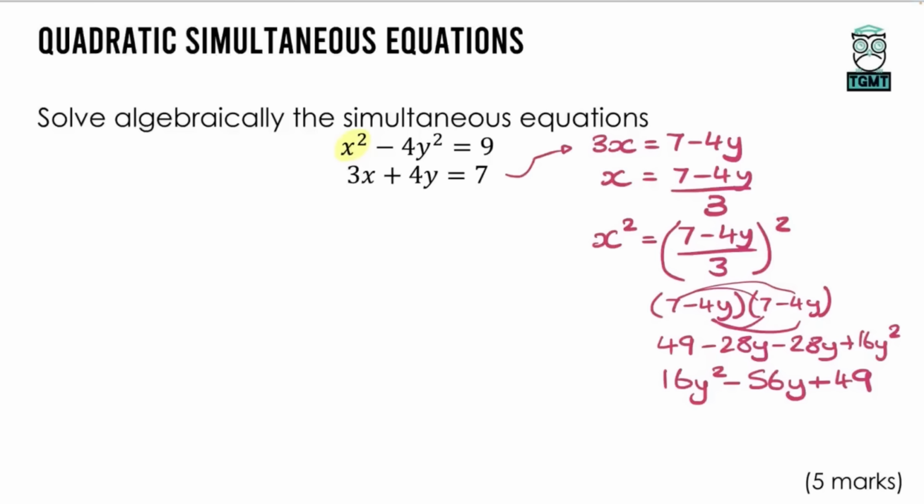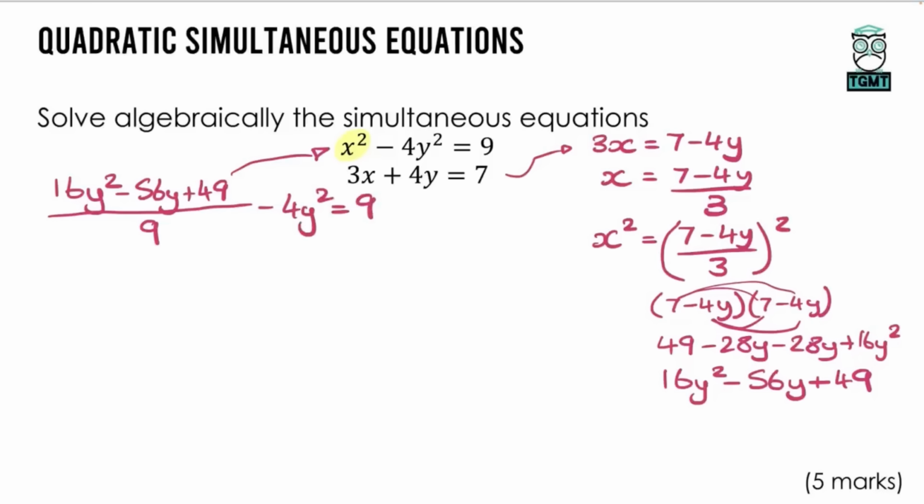Now on the bottom, 3 times 3 is 9, but we can put that now all into this first equation. So we have 16y squared minus 56y plus 49 all over 9, and then we have minus 4y squared is equal to 9. Now in order to get this equal to 0 and into a format that we are used to, we do need to get rid of this fraction, so I need to times by 9, which will get rid of this divide by 9. I just need to remember as well, this is also multiplied by 9, and so is this number at the end. So I need to multiply everything by 9 essentially.